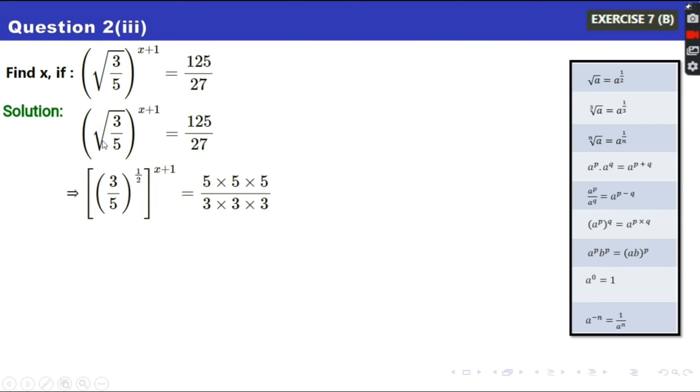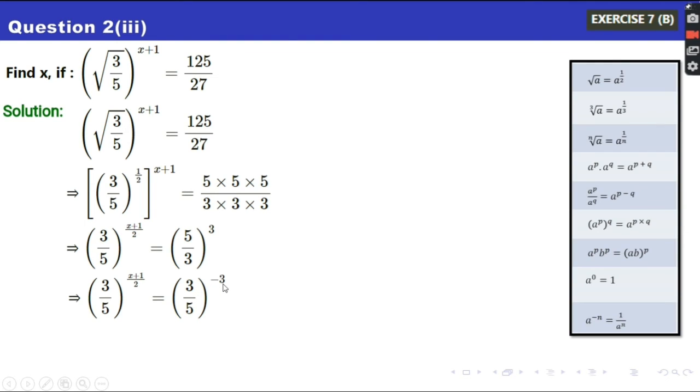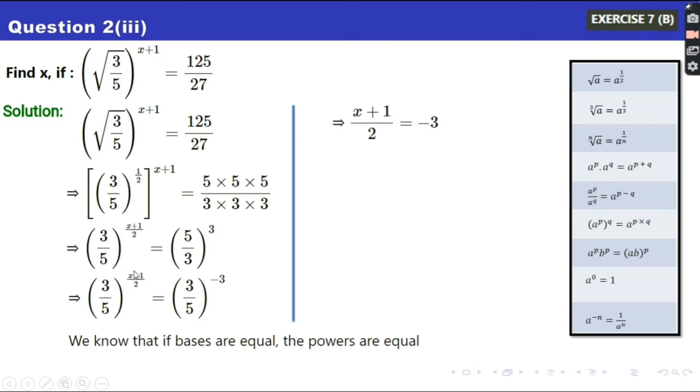Or else if you want to, you can also write this as a to the power half. Now factorize 125, you get 5 into 5 into 5, and 27 can be written as 3 into 3 into 3. Now here again, you can apply this law, and that gives you this much. Here the base is 3 by 5, and here the base is 5 by 3. For that we need to invert it, and when you invert it you get 3 by 5 to the power minus 3, isn't it? We know that if the bases are equal, then the powers are also equal. Here also we have 3 by 5, here also we have 3 by 5, so this will be equal to this much. Calculate and find the value of x. It turns out to be minus 7.